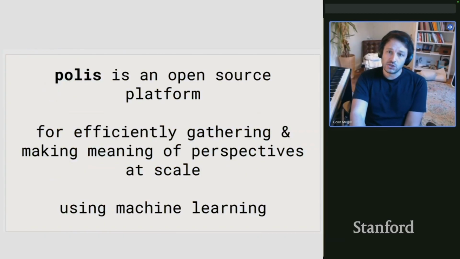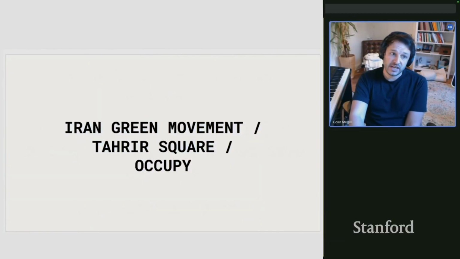The idea is to make meaning of perspectives at scale. The inspiration was out of Occupy Wall Street and the Green Movement.